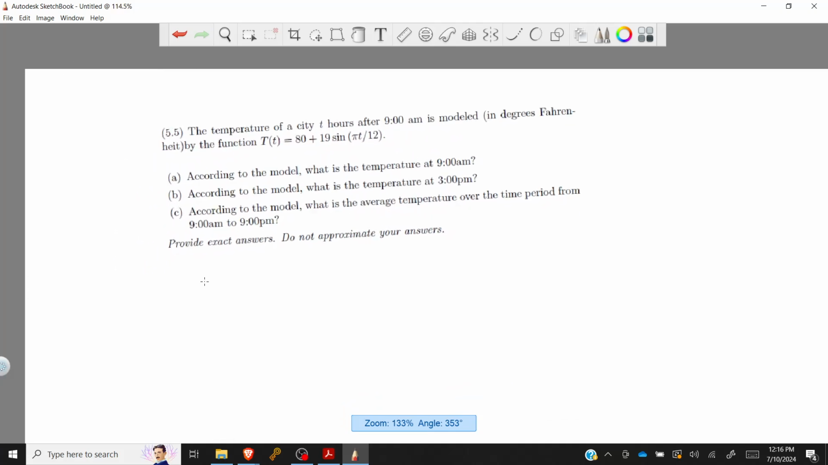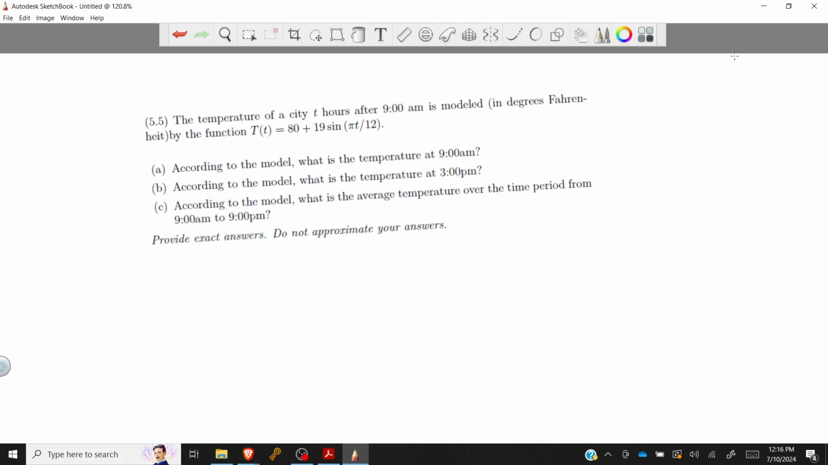Okay, this one's a little off-center, but that's fine. So the temperature of a city t hours after 9 a.m. is modeled by the function T of t. According to the model, what is the temperature at 9 a.m.? So if t is hours after 9 a.m., then if it is 9 a.m., then t would equal 0 at 9 a.m. So then we just plug in 0 into this function.